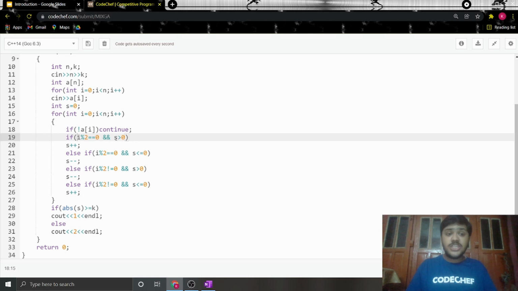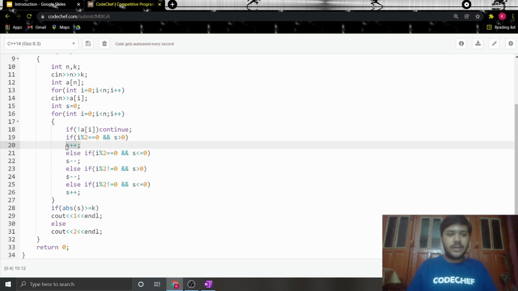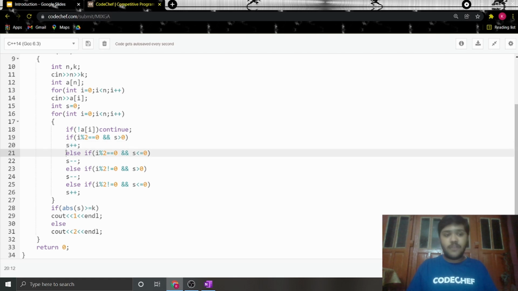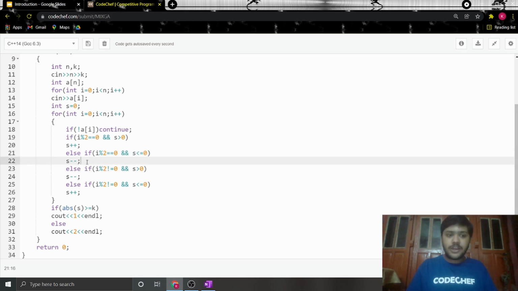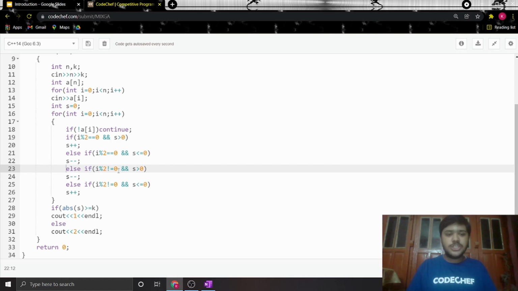Now when it is Vanja's turn and the sum is positive, Vanja would play a positive card, assigning the current element as positive. It is 1, and increment S by 1. Else if it is Vanja's turn and the sum is less than or equal to 0, decrement S, increasing the magnitude. Else if it is Mixi's turn and the sum is positive, decrease the magnitude, decrement S, S minus minus. Else if it is Mixi's turn and the sum is less than or equal to 0, S plus plus.